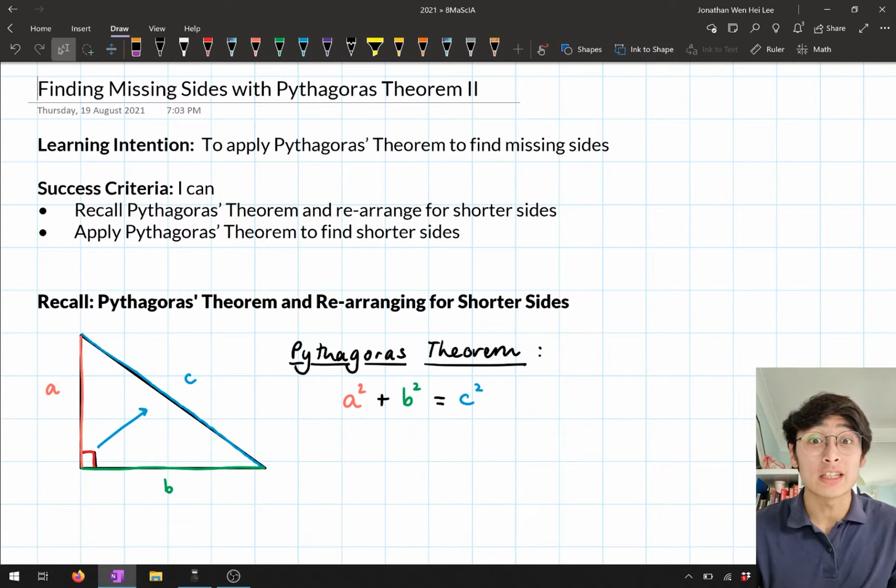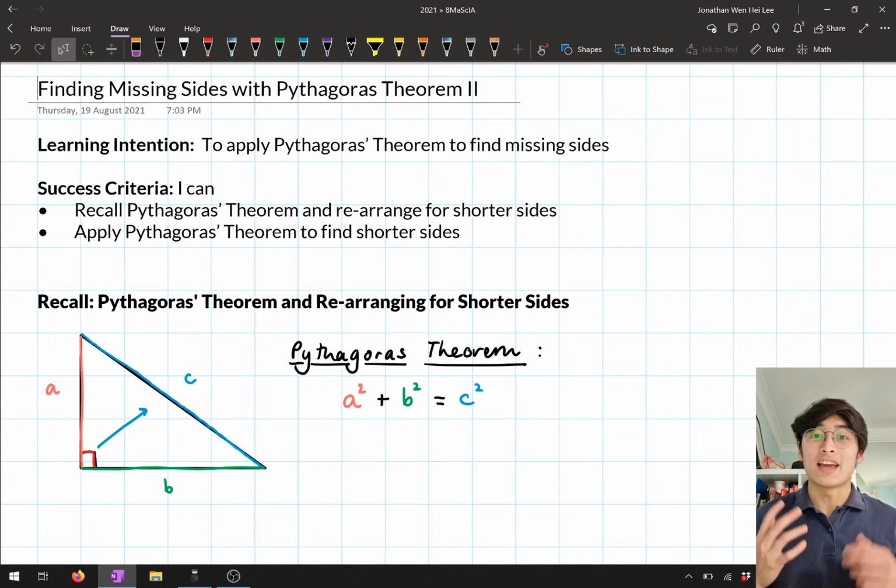In today's video we're continuing with our topic of measurement and we're looking at the final bit of Pythagoras' theorem for now. What we're doing in this lesson is using Pythagoras' theorem once again to help us find the length of missing sides. But this time, instead of it being the hypotenuse, which we looked at in the last video, we're going to be looking at how to find the length of a shorter side.